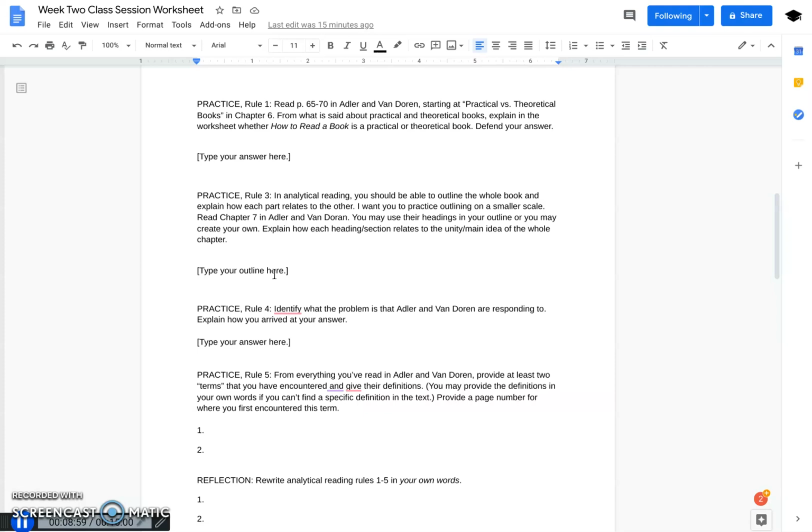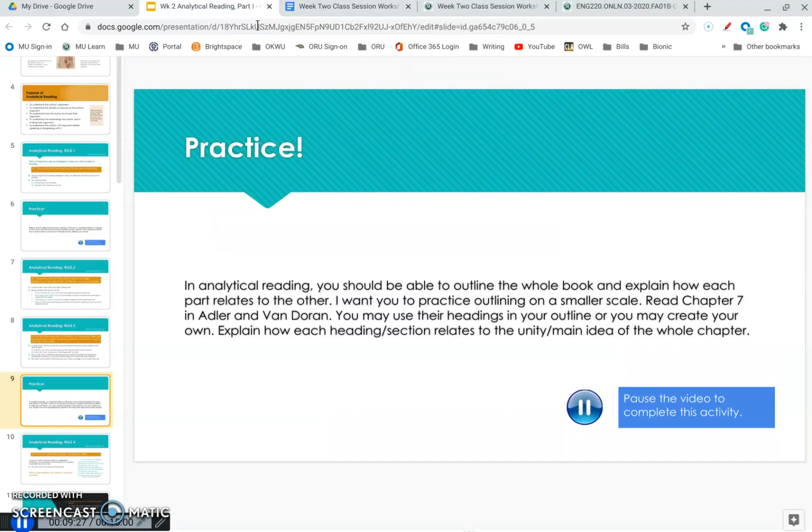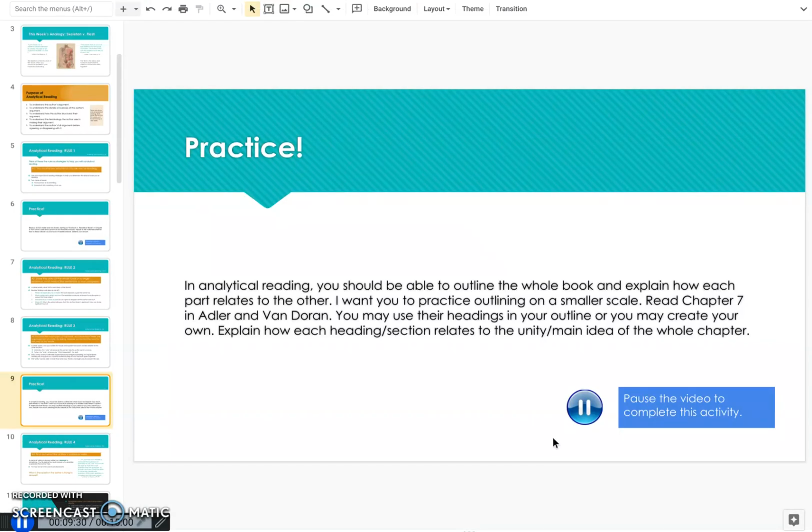So if you do use their headings, make sure to then explain how does that section relate to the unity of the whole chapter. If you use your own headings, again, make sure to explain how does that section relate to the unity of the whole chapter. So this part right here, this is what I'm really going to be looking for and grading you on, essentially, with this worksheet: do you explain how one section relates to the next? All right, so go ahead, pause this video, and then when you're done, come back.